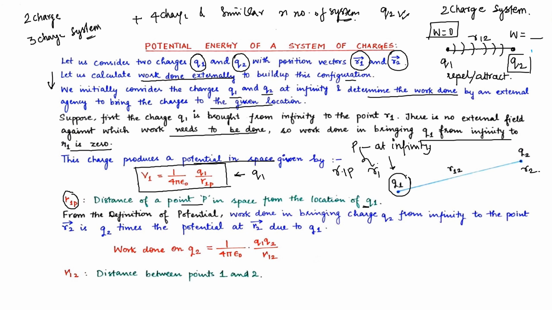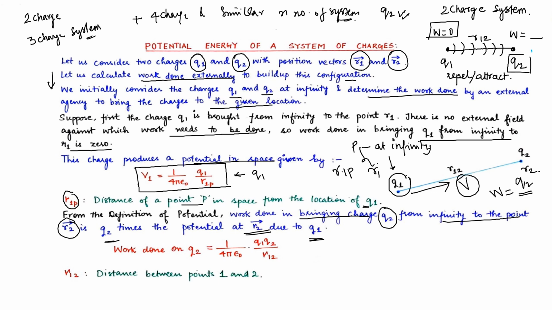That distance we define for our convenience as R1P. From the definition of potential, the work done in bringing the charge Q2 from infinity to the point R2 is Q2 times the potential at R2 due to Q1. So there is some potential due to Q1, some potential V, and the work done is how much you need to bring the charge in this particular potential.